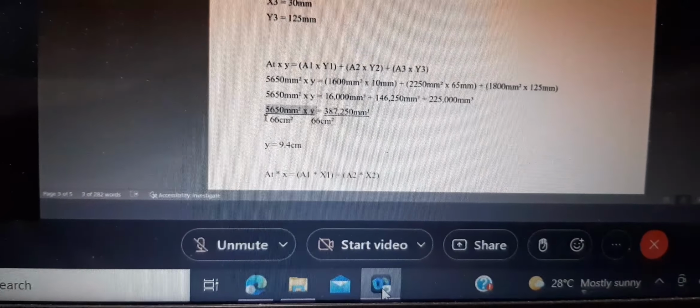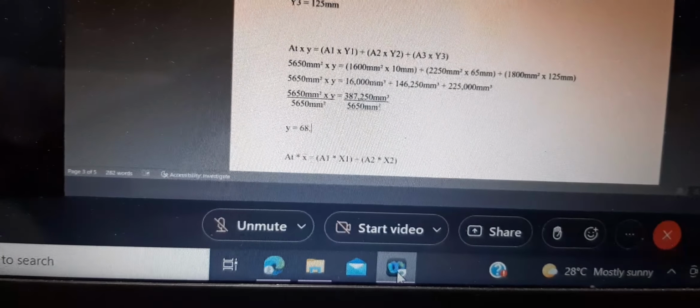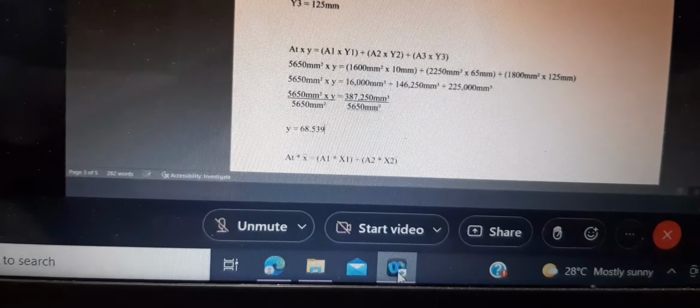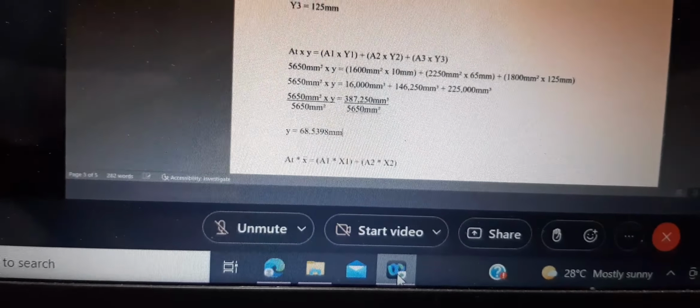Alright, so what is y? When we work out y, how much is that? 68.5398. And then you round it off to 69. Okay? That means from your base, the center of gravity, the CG for this will be position 69 on the vertical plane. So let's work out our x.